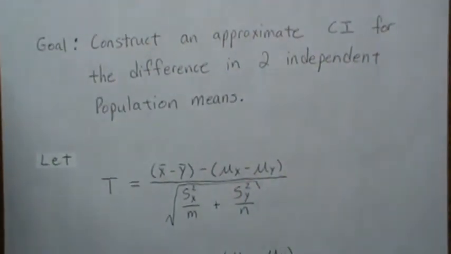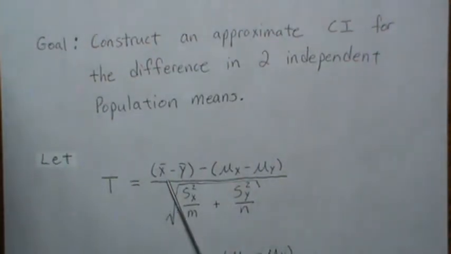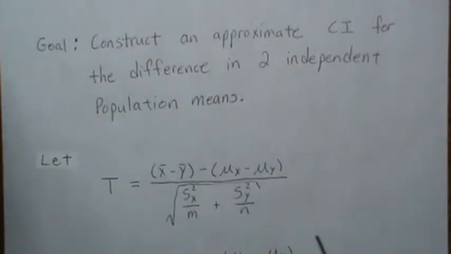And in a video just before this one, we showed that this quantity here is asymptotically normal, with no assumptions about the population distributions for X and Y. But for this derivation, we need to assume that each population is independent and normally distributed.